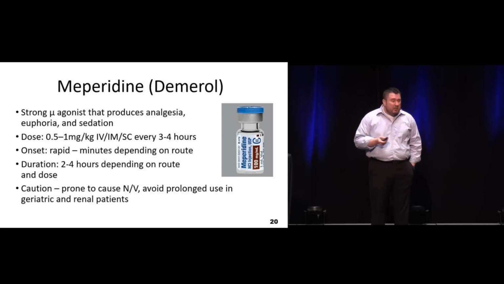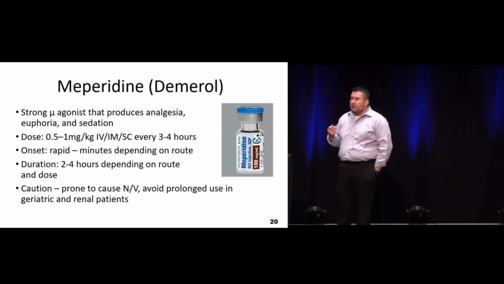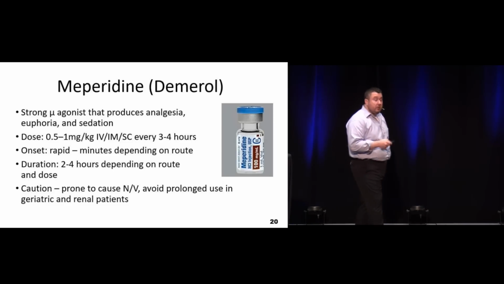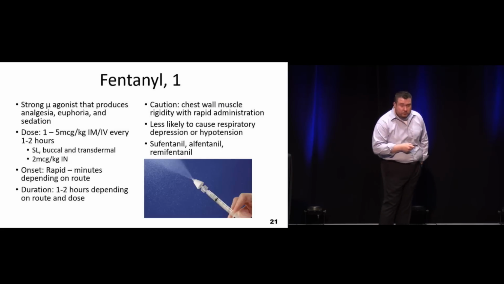Meperidine, not commonly used anymore. This is our first synthetic. The big thing about Meperidine is it can cause significant nausea and vomiting. As we talked about earlier, use very cautiously in our elderly people or anybody with renal dysfunction because the buildup of metabolites can lead to seizures. So we rarely use it anymore.